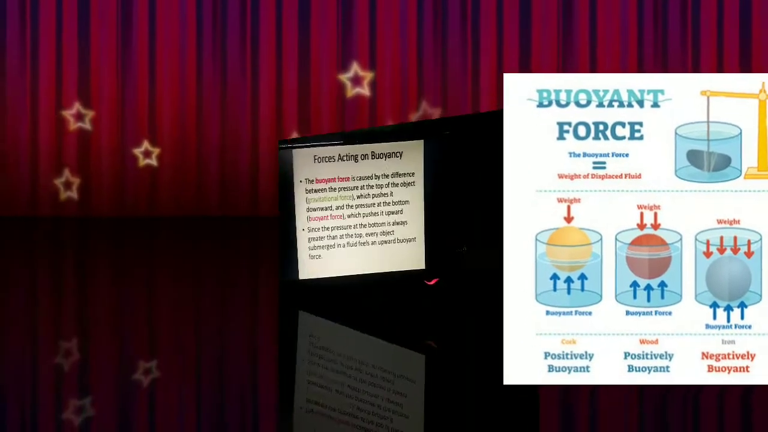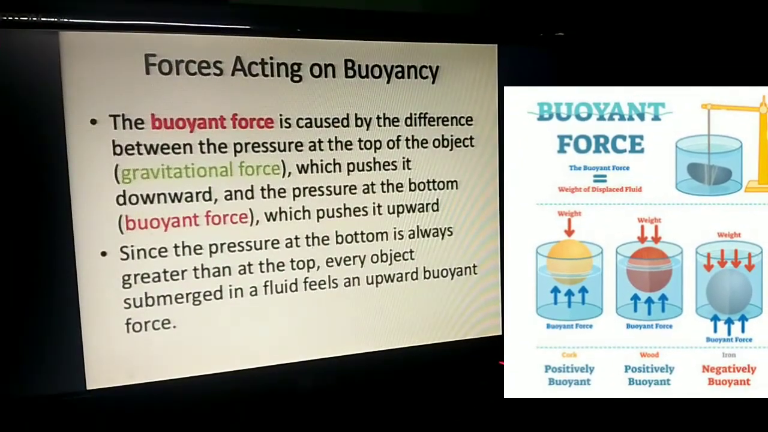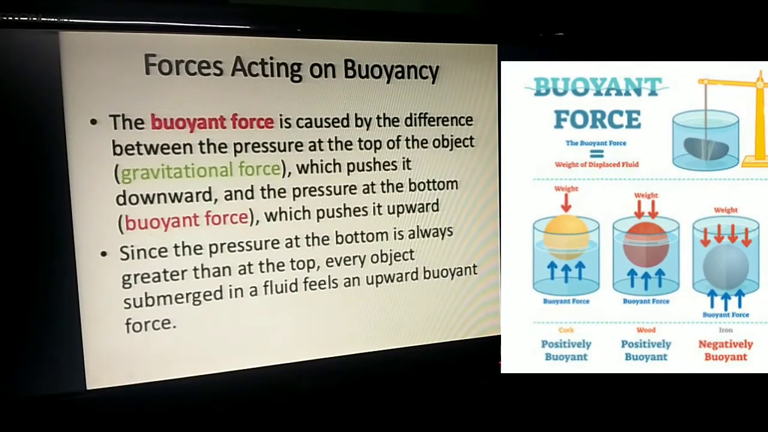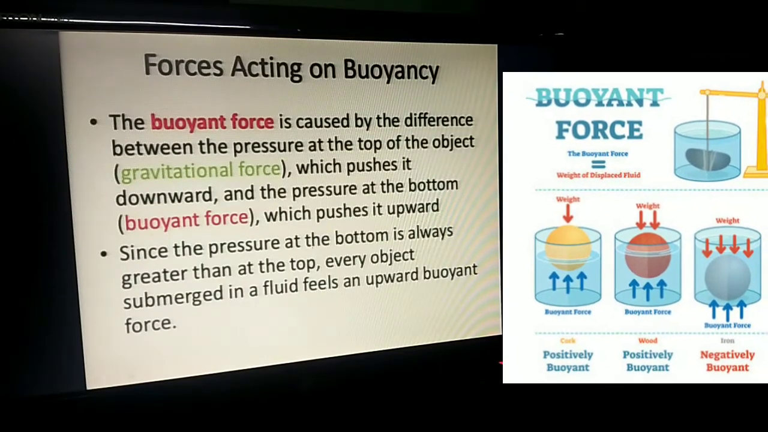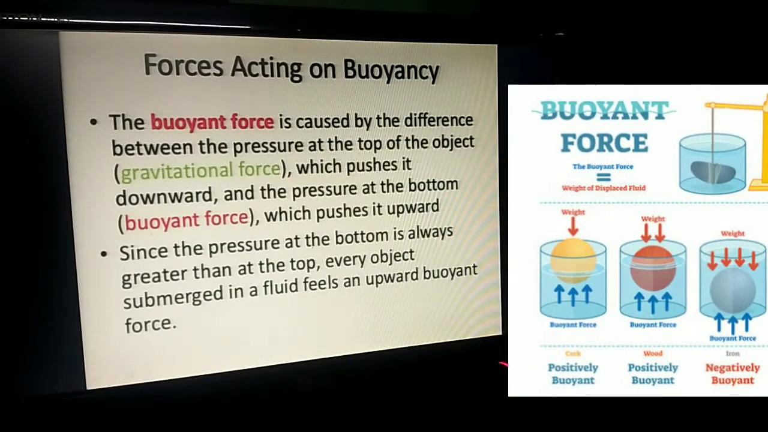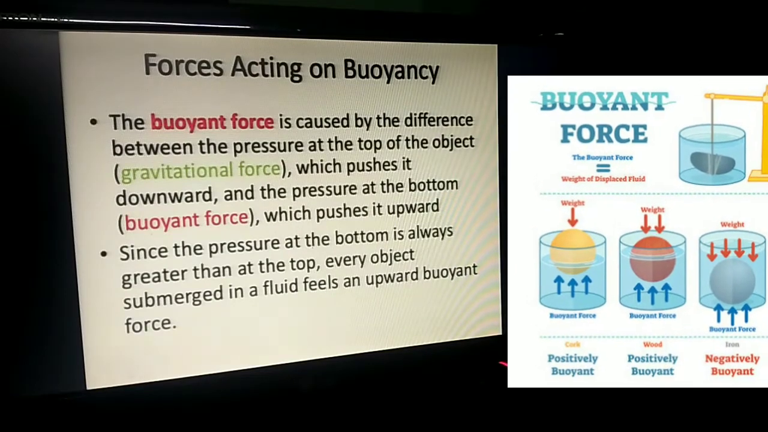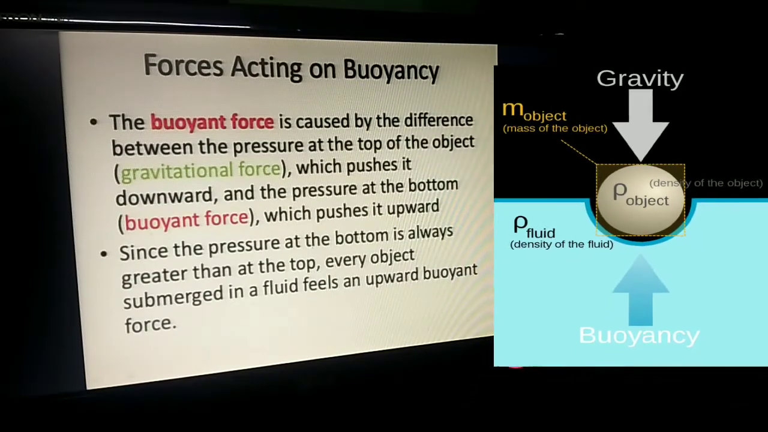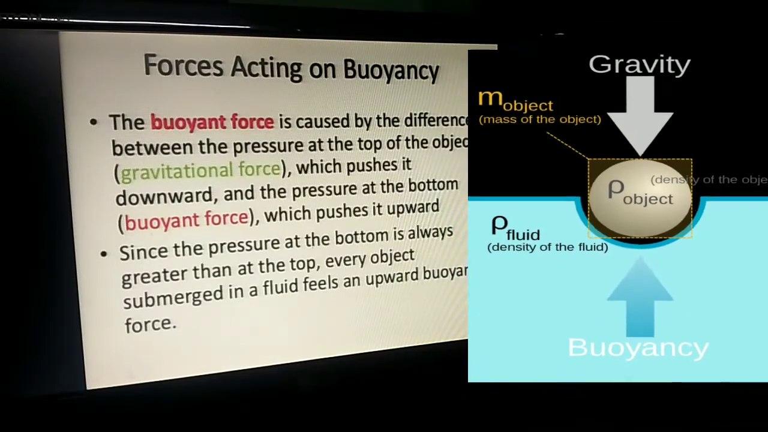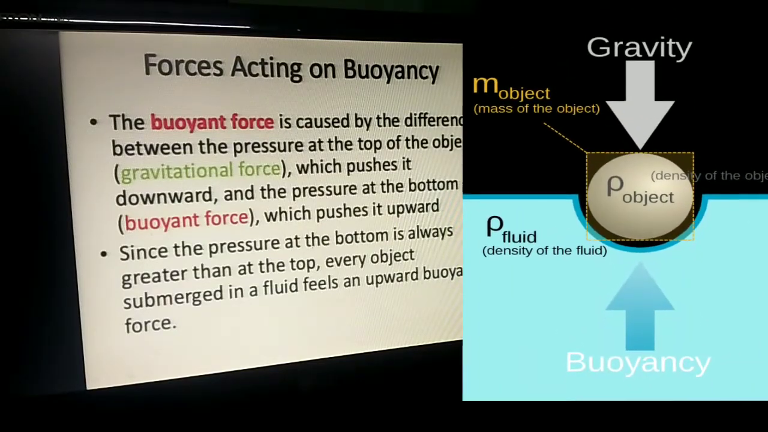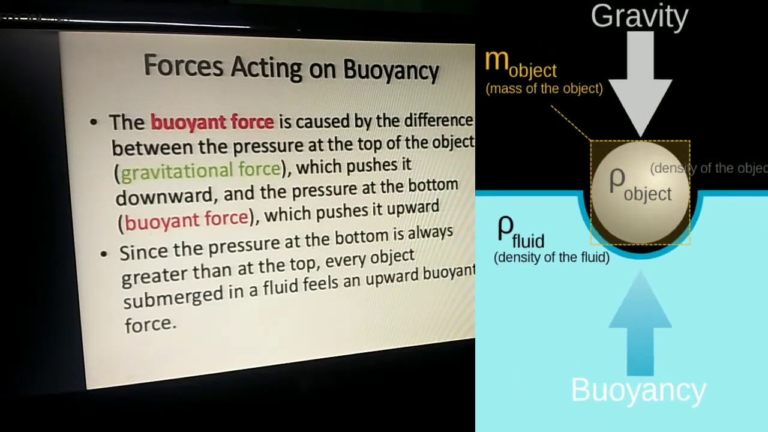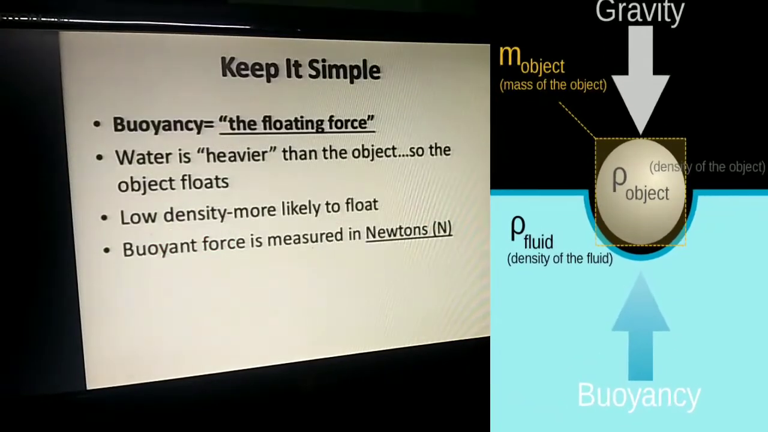What are the factors affecting the buoyant force or buoyancy? The buoyant force is caused by the difference between the pressure at the top of the object, that is gravitational force, which pushes it downward, and the pressure at the bottom, buoyant force, which pushes it upward. Since the pressure at the bottom is always greater than at the top, every object submerged in a fluid feels an upward thrust or buoyant force.